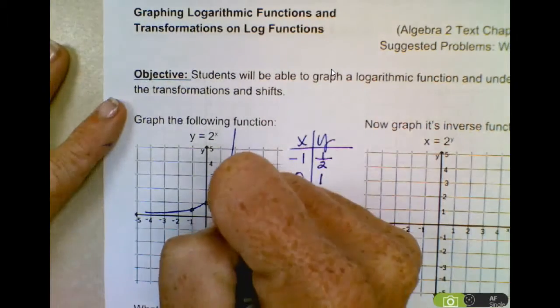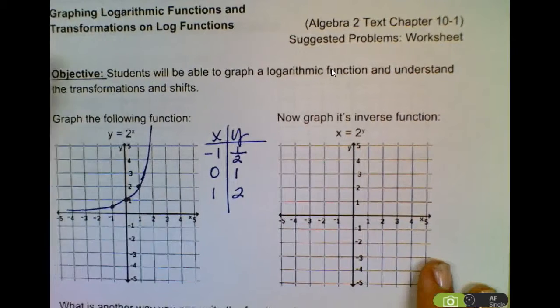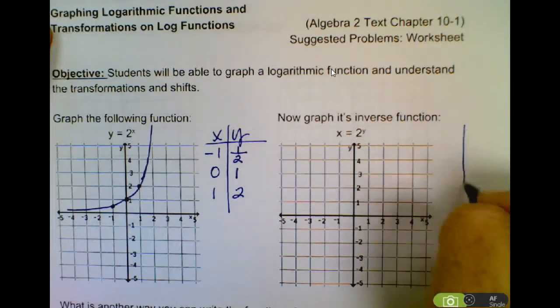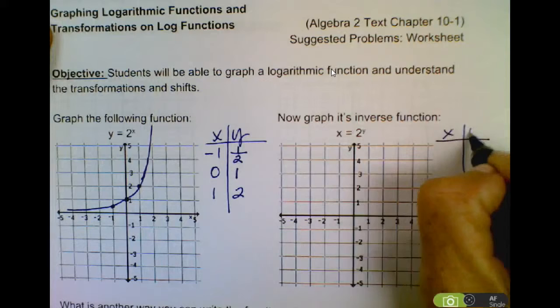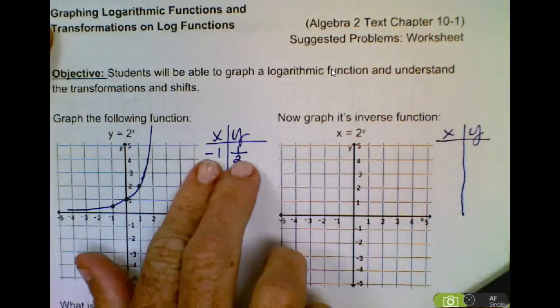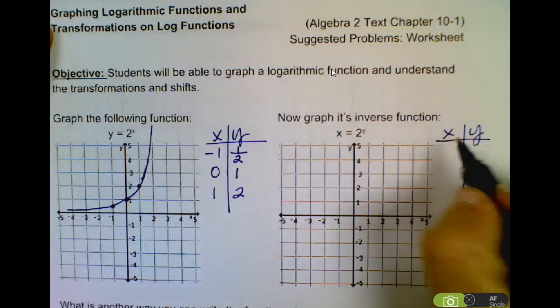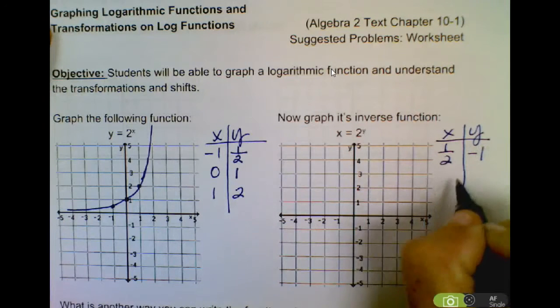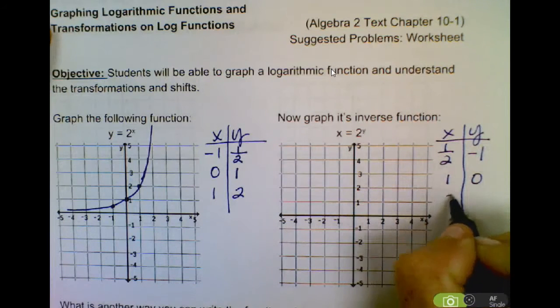If we're going to graph the inverse of that, that would be that we're flip-flopping our x and our y. And in our table of values, the only thing that changes is that our x and y coordinates switch positions. So we would just turn those around. 1/2, -1, 1, 0, and 2, 1.